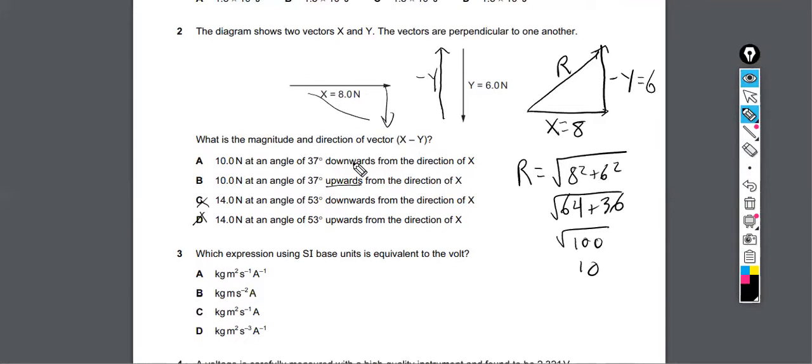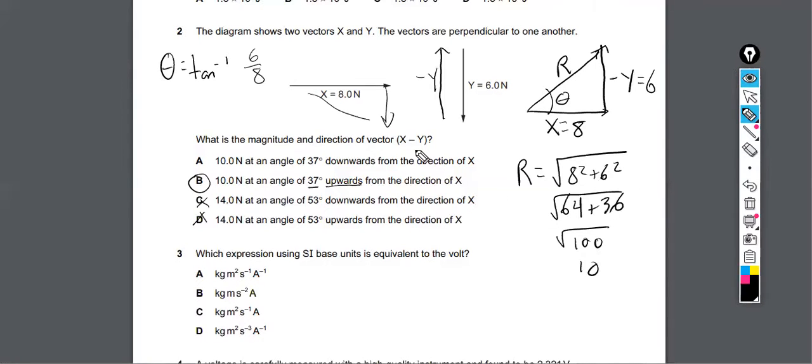How do we know it's 37 degrees? If we really wanted to, we could prove it to ourselves. This angle theta here would be the inverse tangent of opposite over adjacent. And so in your calculator, you can take the ratio of those sides, 6 to 8, opposite to adjacent, 0.75, and the inverse tangent of 0.75 is 36.86 or 37. So the correct answer here would have to be B.